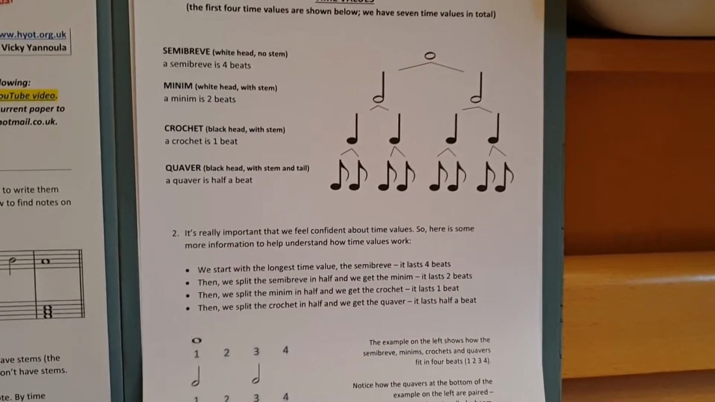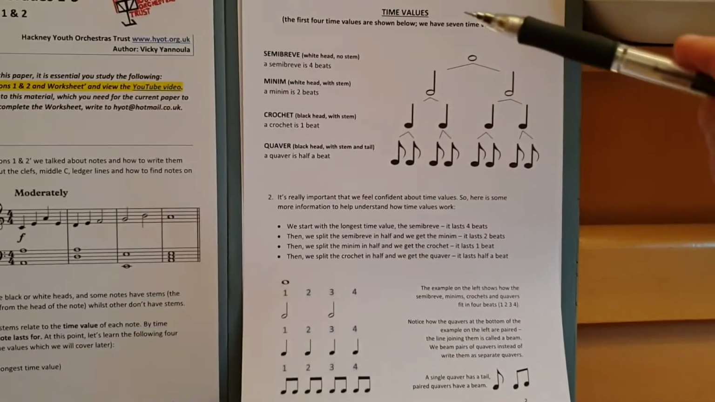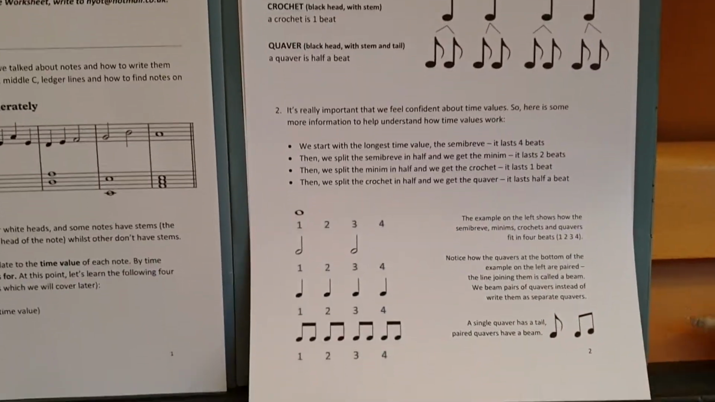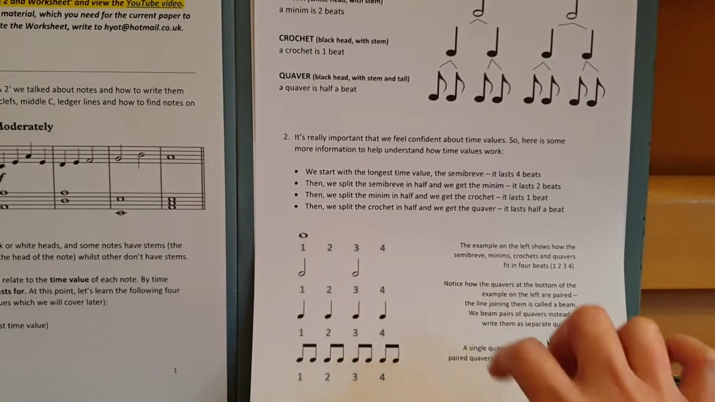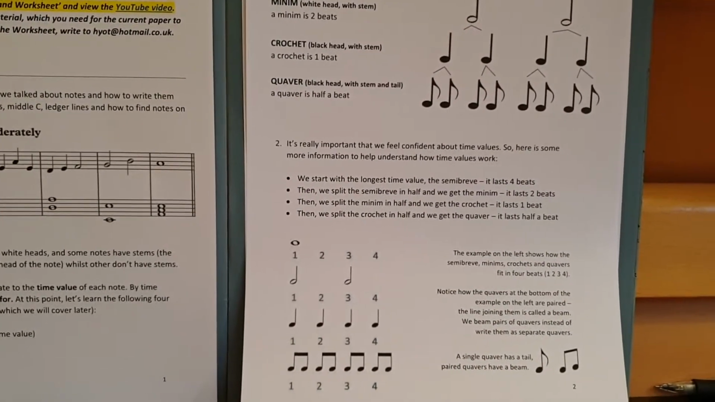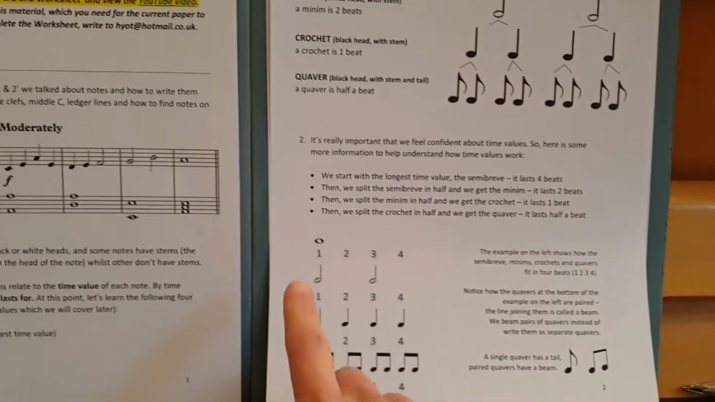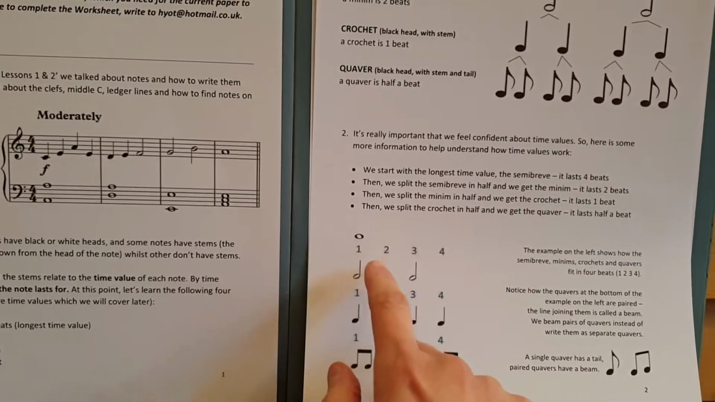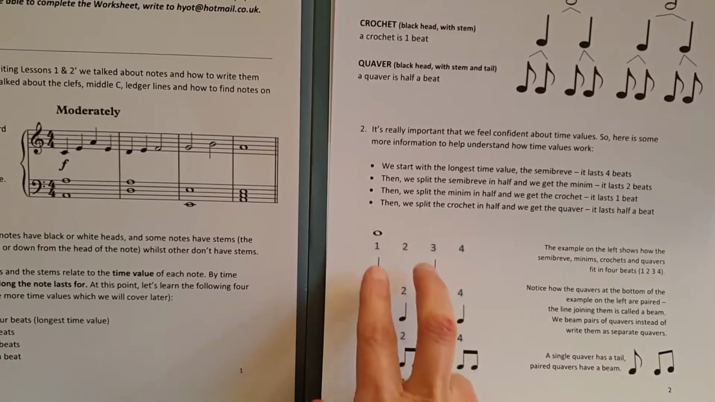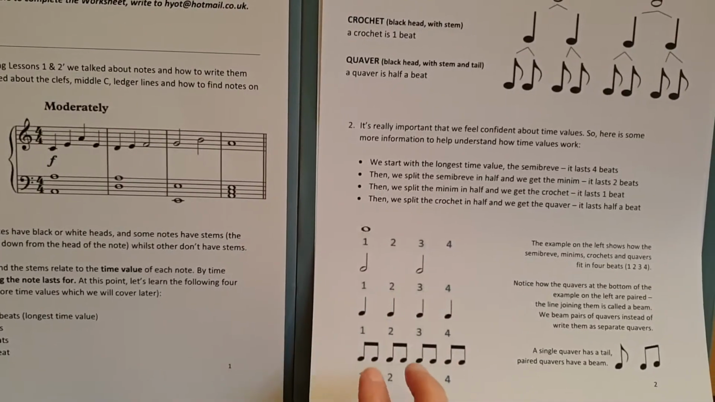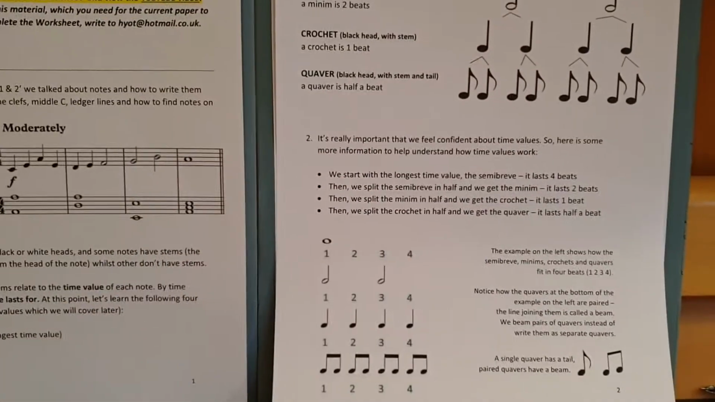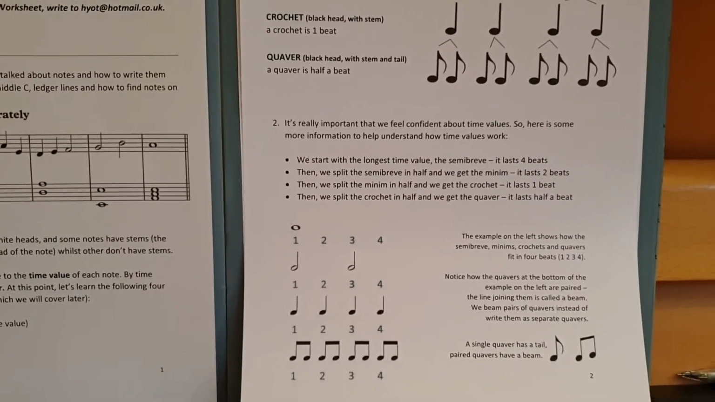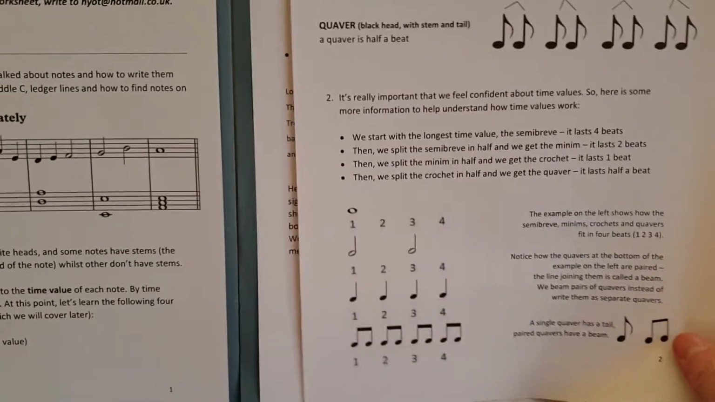So this is how it works in terms of how we start with the longest and go to the shortest time value. A nice explanation here, have a read of this. It is showing you with the semi-breve 4 counts and how the minim and the crotchet and the quaver fit inside the semi-breve. It's a very nice little diagram there.